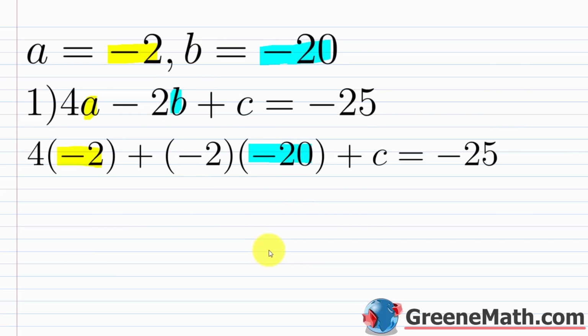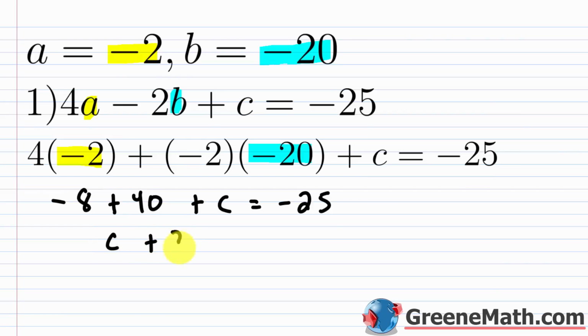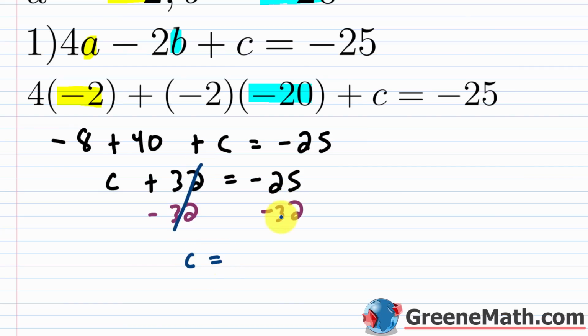All right, so let's go through and figure out what c is. So 4 times negative 2 is negative 8. And then you have negative 2 times negative 20, that's 40. So let's put plus 40 here. And then we have plus c is equal to negative 25. So if we do negative 8 plus 40, that's going to be 32. So let's say that we have c plus 32 is equal to negative 25. Let's subtract 32 away from each side of the equation. This will cancel, and we'll get c is equal to negative 25 minus 32. That's going to be negative 57. So we know that a is negative 2, b is negative 20, and c is going to be negative 57.